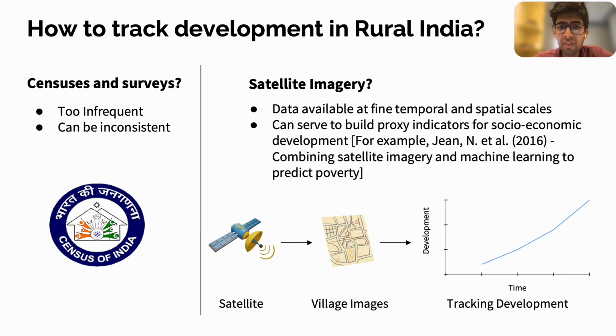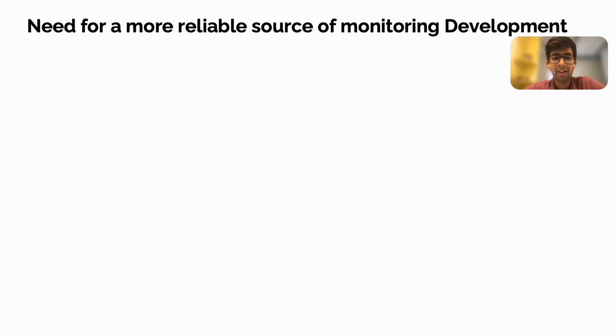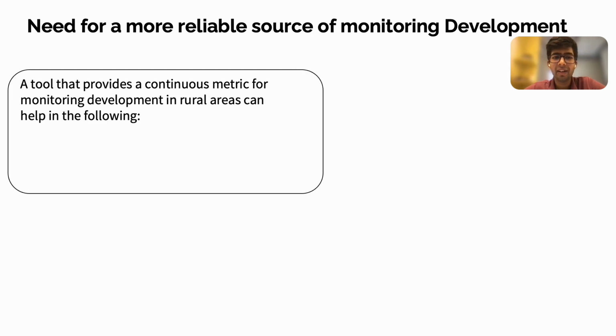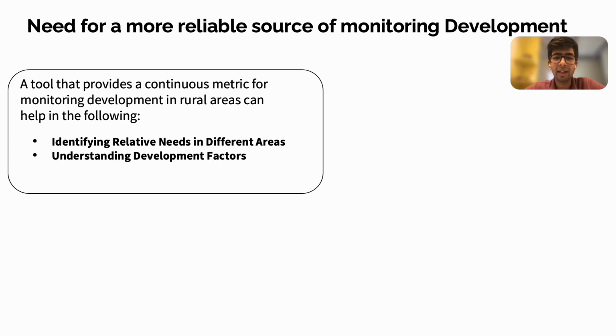In this study, we wish to build a temporally stable classifier which can produce output for different years and track changes that happen during this time. So next we'll further motivate the need for having a source of monitoring development by discussing its advantages. Firstly, it helps in identifying the relative needs in different areas, thereby promoting optimal resource allocation. Secondly, it helps in understanding factors that shape development of villages. Lastly, it makes the decision-making process more informed and driven.